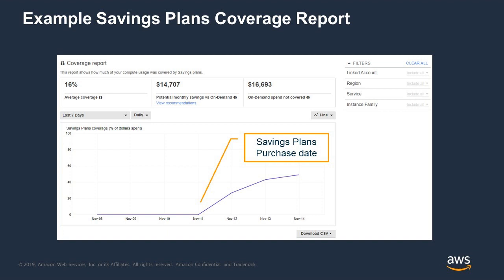The savings plan coverage report will tell you what percentage of your dollars are enjoying a savings plan discount versus percentage of dollars being spent on reserved instances or on demand. And so you can see in this case, purchasing the savings plan on the 11th of November gradually resulted in a ramp up in savings plan coverage.